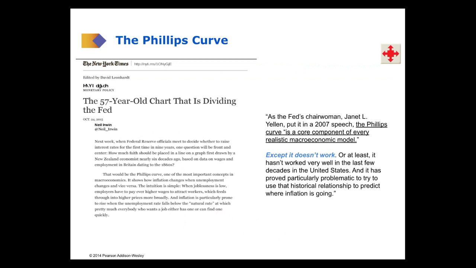So this is the aggregate demand and aggregate supply model. This is the major tool that economists use in macroeconomics to study macroeconomic phenomena.